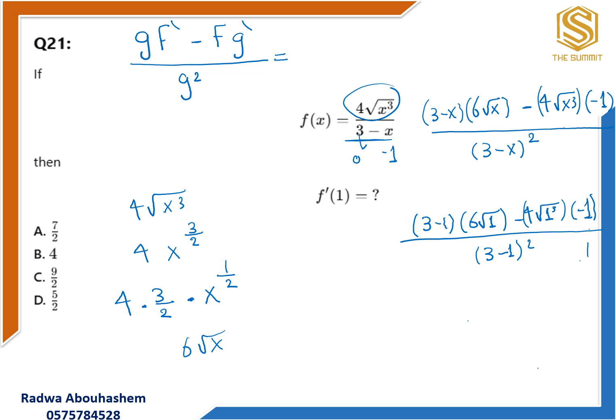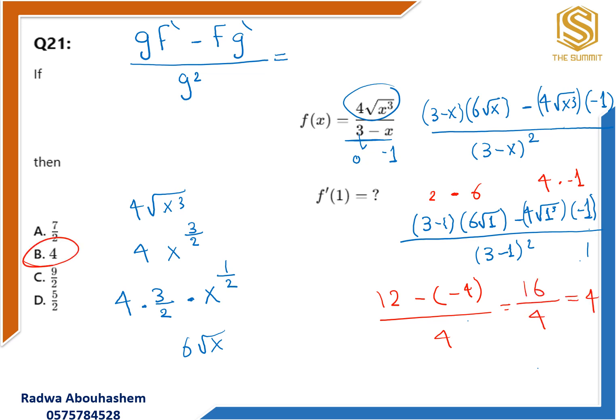So 3 minus 1 is 2 times 6. Here it's 4 times negative 1. So 2 times 6 give me 12. 12 minus negative 4. 3 minus 1 is 2. 2 times 2 power 2 give me 4. So here 12 plus 4 give me 16 over 4 give me 4. So the answer is 4.